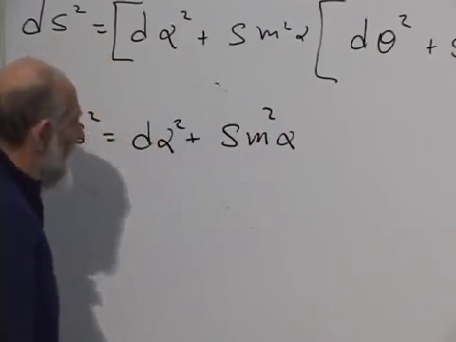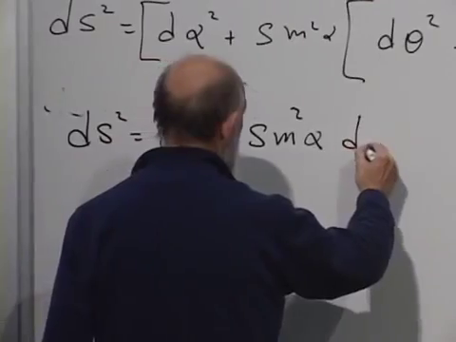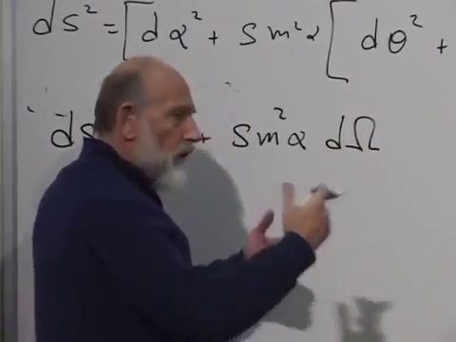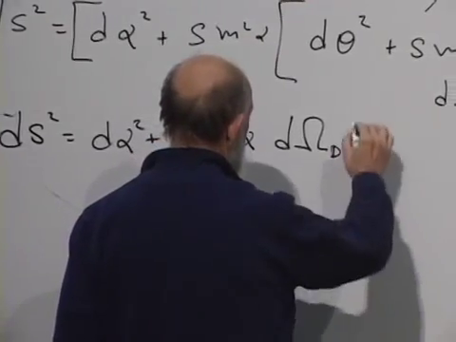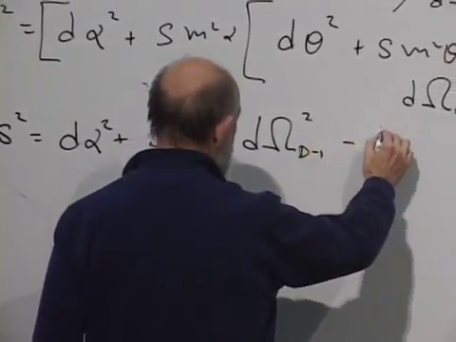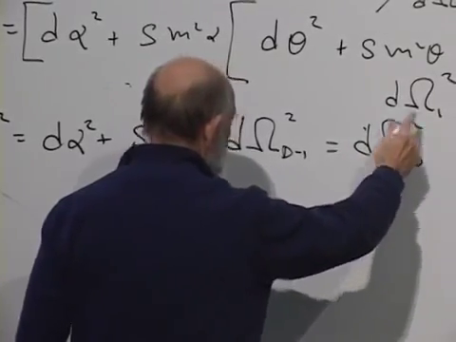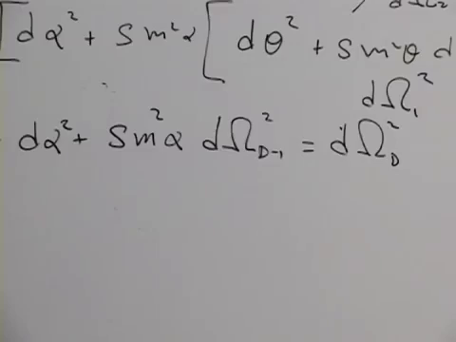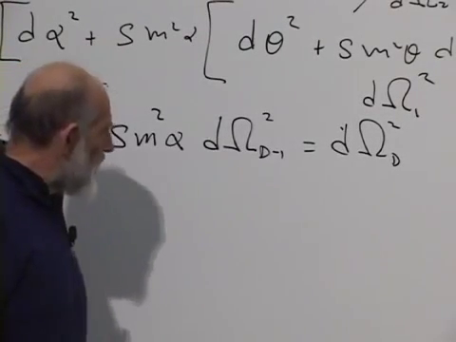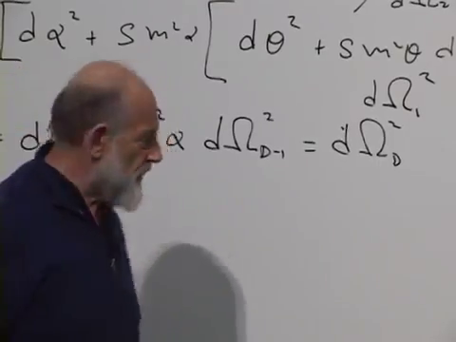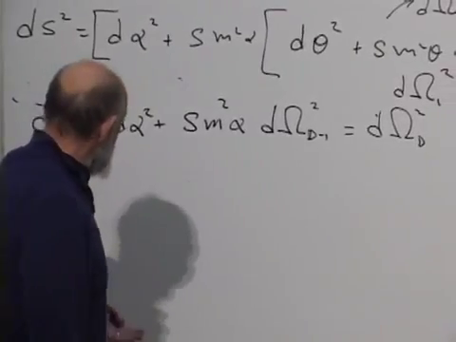Sine alpha squared times d omega of one less dimension, d minus 1 squared, that's d omega d squared. Is this clear what this means? That you take a sphere of one less dimension. Capital D is usually reserved for space-time dimension, but I don't mean the space-time dimension here. I mean just the space dimension.